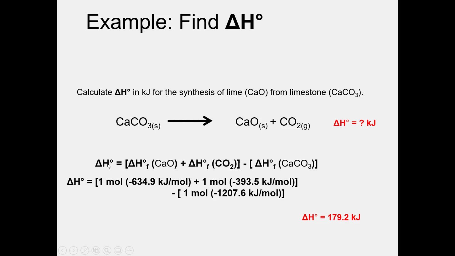Our enthalpy of reaction is calculated as the sum of the enthalpy of formation for calcium oxide plus the sum of the enthalpy of formation for carbon dioxide, and from that we subtract the enthalpy of formation for calcium carbonate. The enthalpy change for the overall reaction is therefore 1 mole times negative 634.9 kilojoules per mole plus 1 mole times negative 393.5 kilojoules per mole. We calculate that number, and from that we subtract 1 times negative 1207.6 kilojoules per mole.